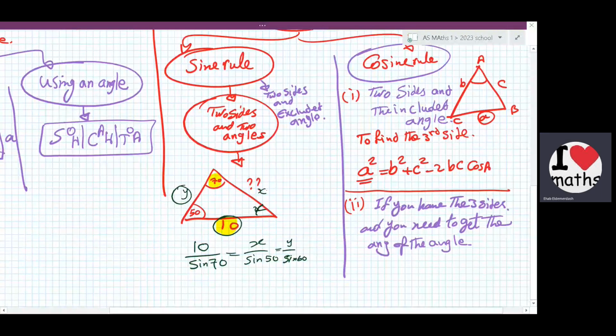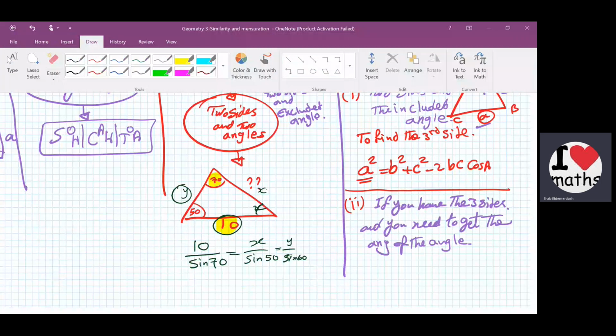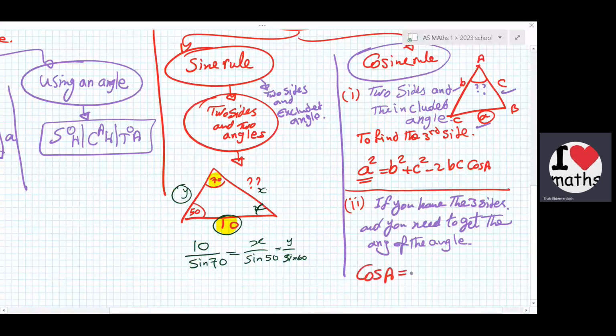Let me say in the same triangle, if I give you a, b and c and I ask you to find the cosine of A, what should I do? First of all, I write the operation, trying to make the cosine the subject. So cosine of A is equal to b squared plus c squared minus a squared over 2bc. Agreed? So that is how to find the cosine of the angle.